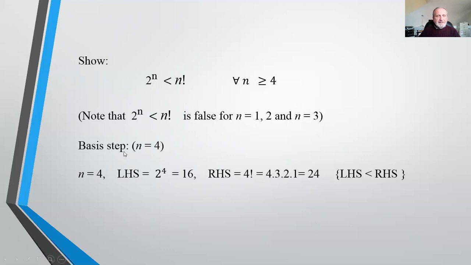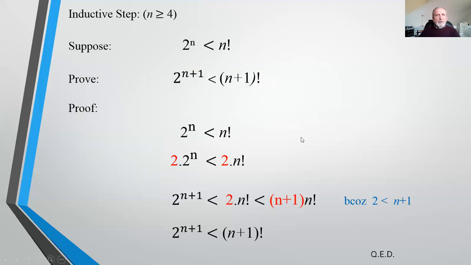So the basis step is when n is equal to 4. So when n is equal to 4, the left-hand side is 2 to the power 4 is 16, and the right-hand side is factorial 4 is 24, and 16 is less than 24, so that works for 4. Now, the inductive step, obviously n has to stay greater or equal than 4. You suppose 2 to the power n is less than factorial n. You prove 2 to the power n plus 1 is less than n plus 1 factorial.